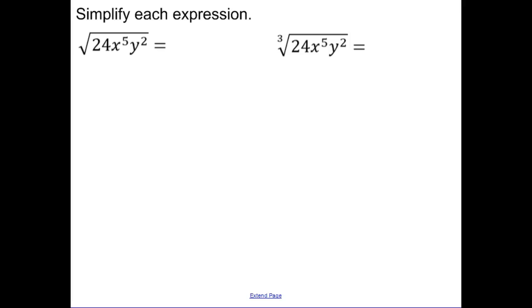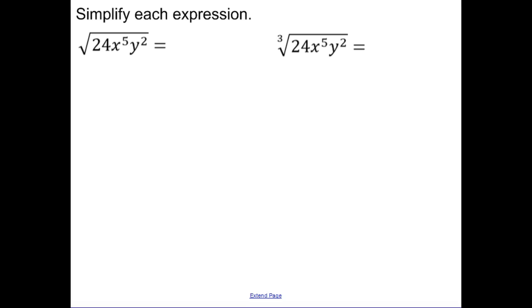All right, we're taking a look at simplifying square roots and cube roots. We have two problems. It's the same value in the radicand underneath the radical sign, but on the left I have 24x to the fifth y squared, taking the square root, and on the right I have the same value, but I'm taking the cube root. We're going to solve each of these problems, and I'll start off with the square root.